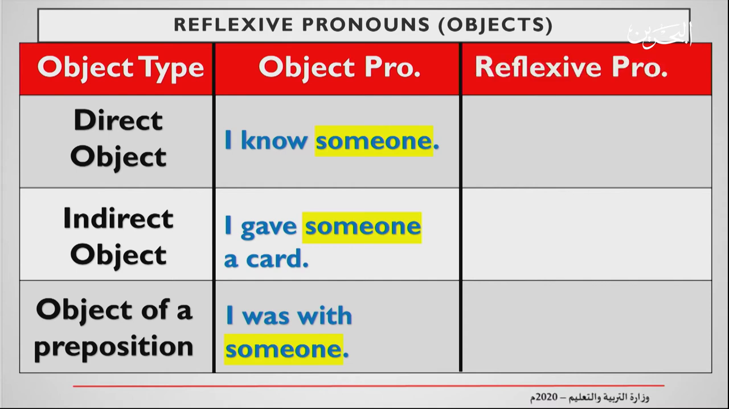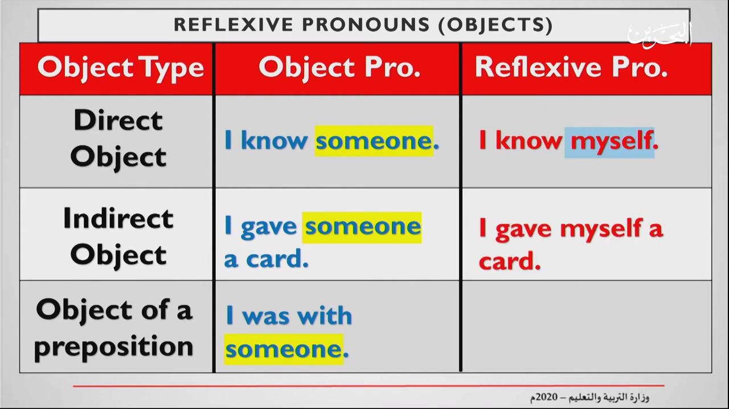All right. Now, let me introduce reflexive pronouns in this. I say, I know myself. You see, myself is a direct object. I gave myself a card. So we have two objects in this. The first one, direct object, is the card. I gave a card. The indirect, which is this one, I gave someone a card. So we have direct and indirect.